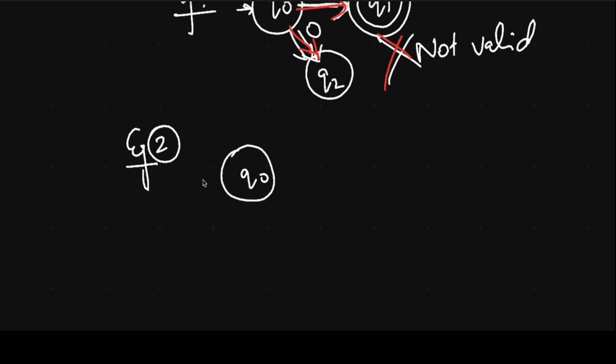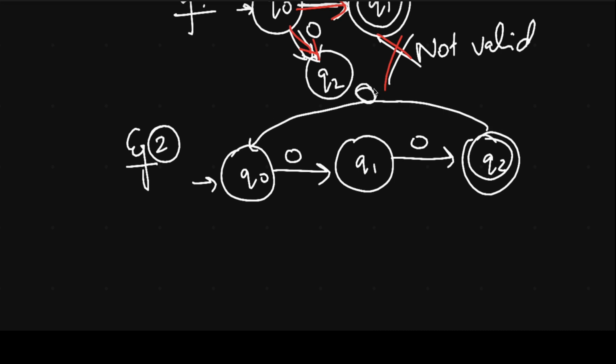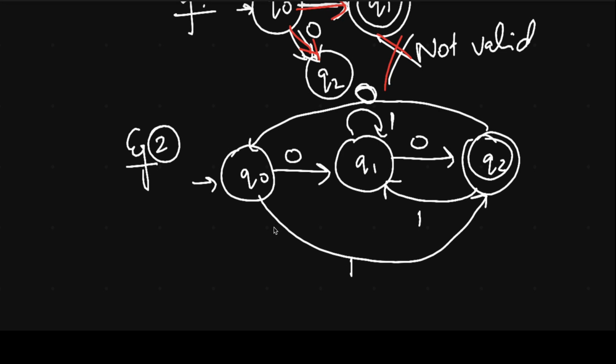Okay, now let's take another example for this. Suppose we have Q0, Q1, Q2, and let's take this as our final state. Suppose on 0 it is going here, on 0 it is going here, on 0 it is going back to Q0, and on 1 it is going here, Q0 on 1 is going to Q2, and Q1 on 1 is remaining on Q1.